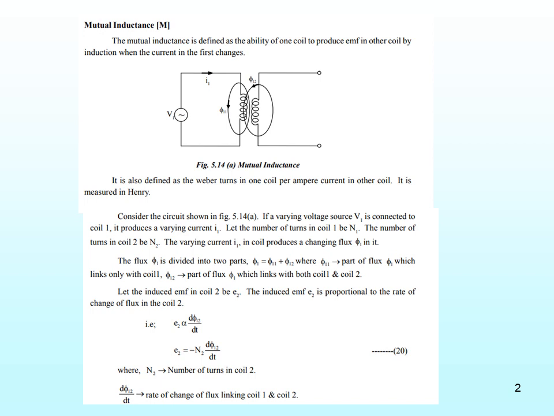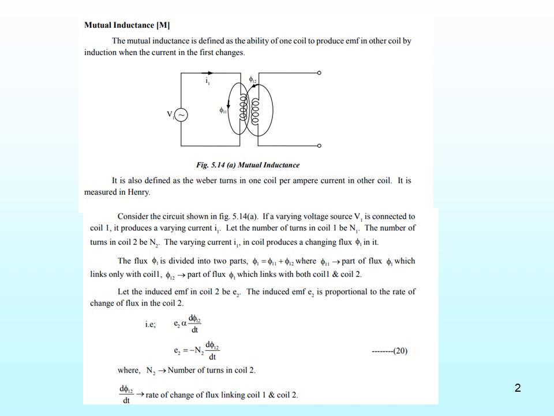Consider the circuit shown in the figure. If a varying voltage source V1 is connected to the coil 1, it produces a varying current I1. Let the number of turns in the coil 1 be N1. The number of turns in the coil 2 will be N2. The varying current I1 in the coil produces a changing flux Phi1 in it. The flux Phi1 is divided into two parts, Phi1 equal to Phi11 plus Phi12, where Phi11 is a part of flux Phi1 which links only with coil 1. Phi12 is a part of flux Phi1 which links both coils 1 and 2.